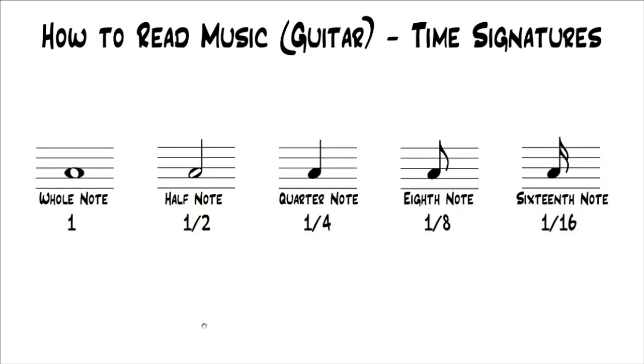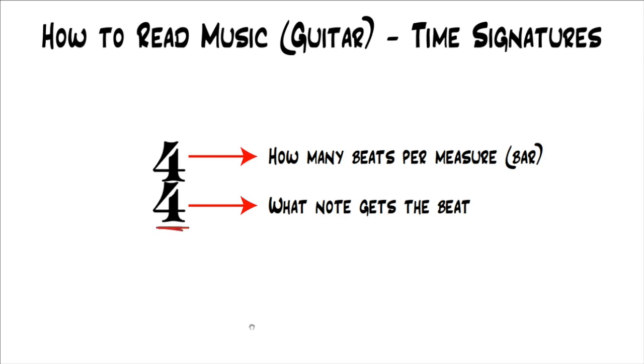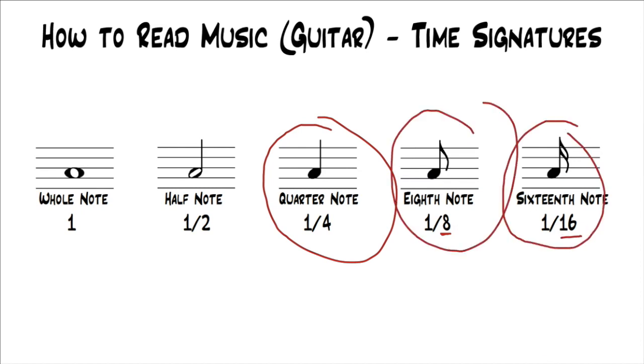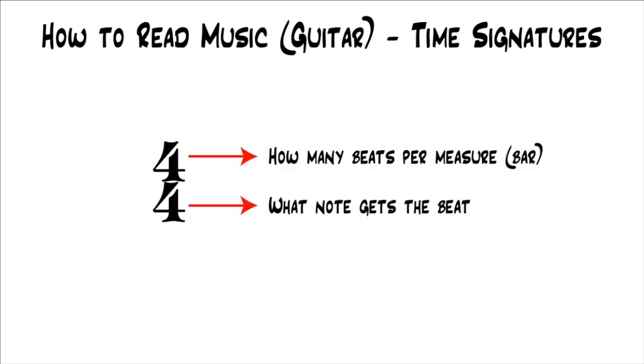Because if we look at the notes that we were looking at before, I told you the whole note was 1, half note was drawn like this with a half, quarter like this with a 1/4, 1/8, 1/16. When you see that bottom number, think about it as the bottom number of a fraction. So like a quarter, the bottom number would be 4. So that bottom number, if it's a 4, that's representing the quarter note. If that bottom number was an 8, that'd be representing an 8th note. If that bottom number was a 16, it'd be representing a 16th note. But the most common way you're going to see it is as a 4.